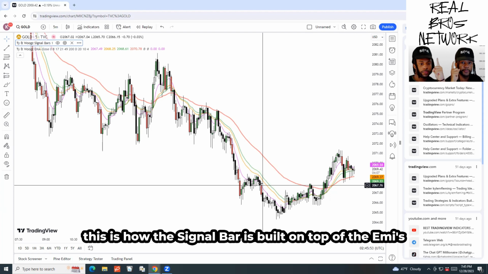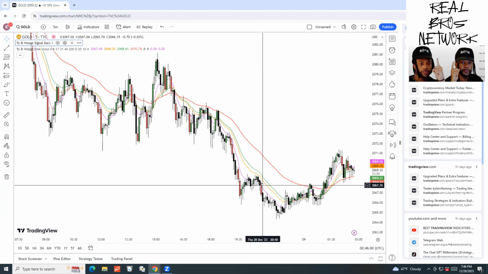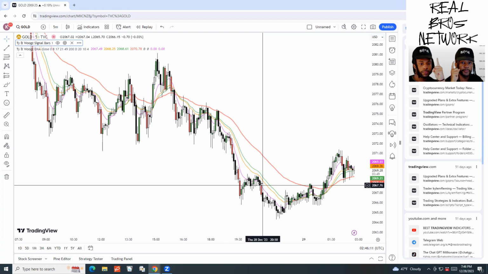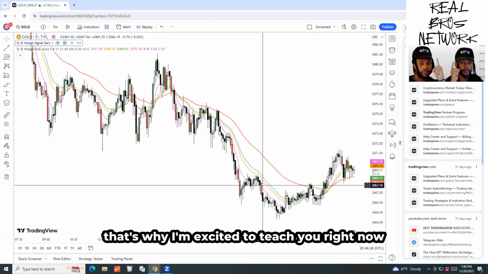This is how the signal bar is built on top of the EMAs. I'm going to release a video on signal bars that I just recorded too, but I just gave you the gist of it. In that video I go into more detail, but the signal bars show you good entry points, where to enter. It gives you the signal, and this helps you determine the trend. As a trader, this is taking 5 years of trading knowledge and bringing it down to simple indicators. This is a very simple plan. I'm very excited for it. That's why I'm excited to teach you right now, because I feel like you're going to be able to crush it in the market just knowing this.